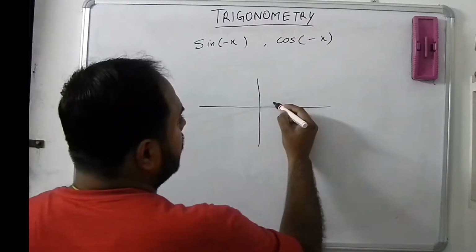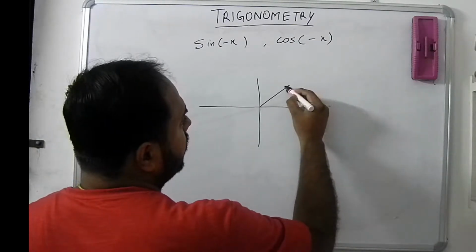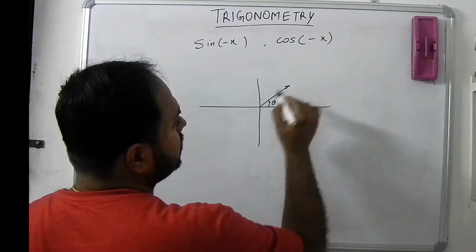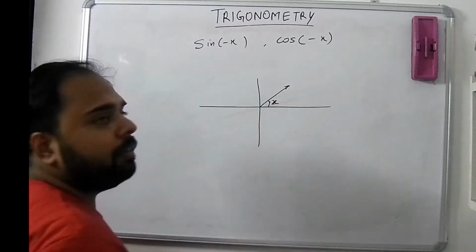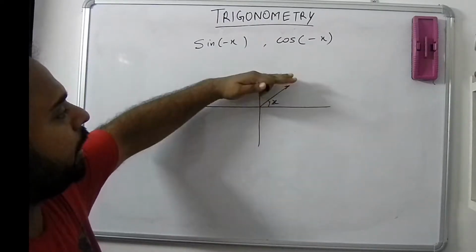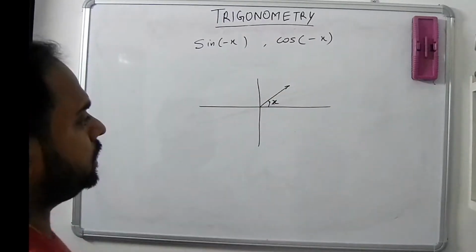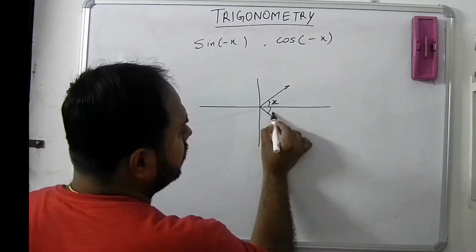Now, if I start moving from this point and I stop here, this is one angle. Suppose this is angle x, right? So what is going to be the negative angle of this? It's simply the image of this. Whatever I get on the top, it's the image on the x-axis. So if this is x, then this is negative x, right?